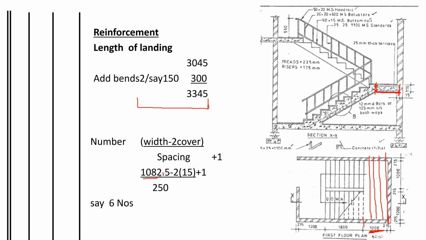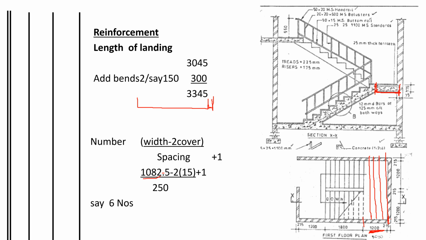concrete cover on each end, because between the bar and the edge, we need to cover using concrete. Here we usually leave a space of 15 so that you cannot be seeing the bars from outside. They should be covered by concrete with a thickness of 15. So we shall take the width, which is 1082.5. We deduct 30, we divide by 250.